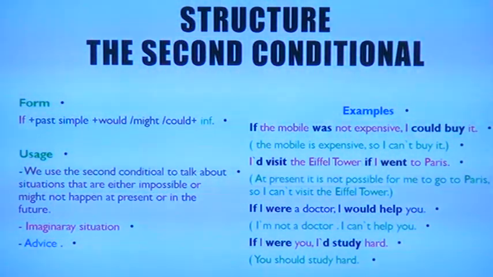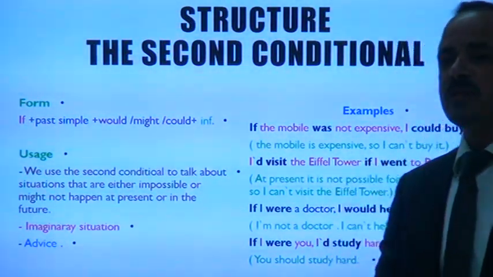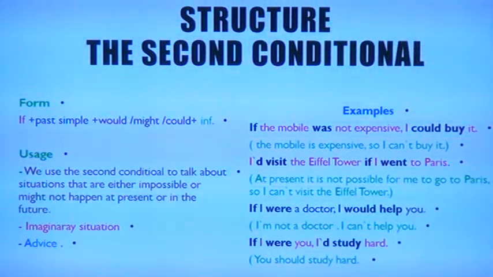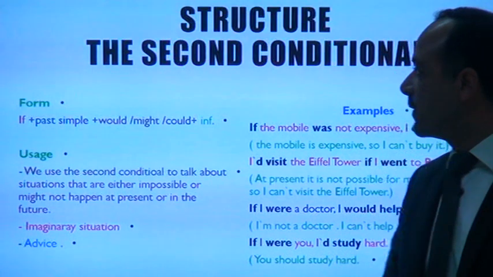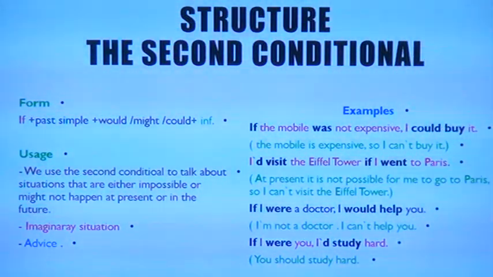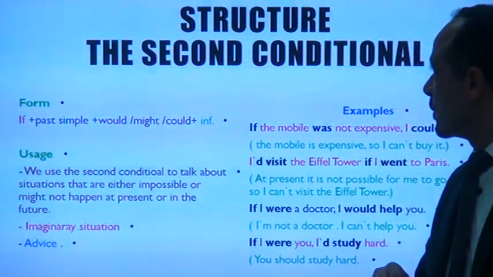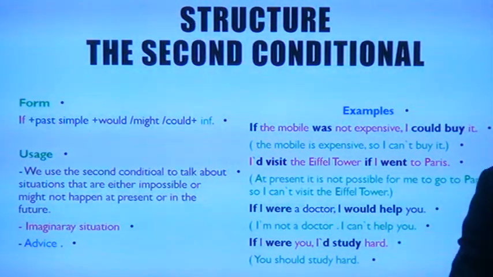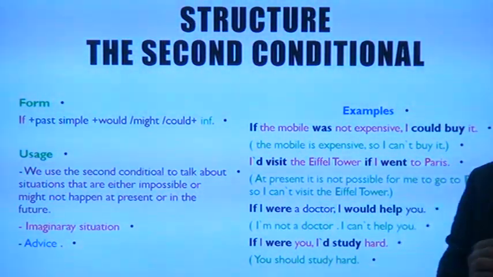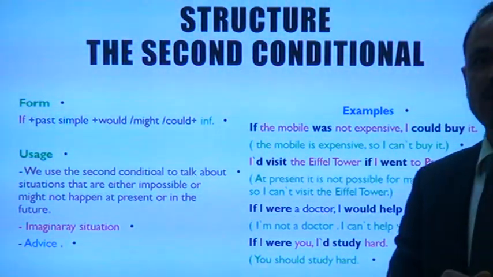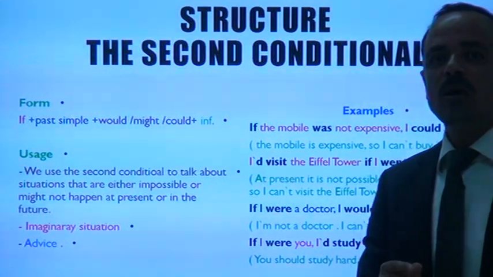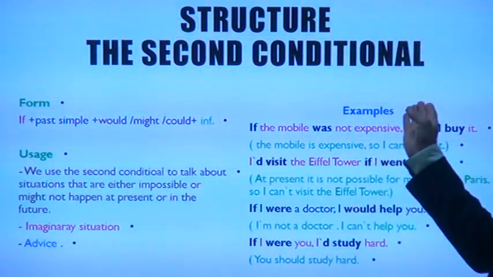Let's move to structure. Our grammatical point here in Unit 15 is based on the second conditional. The second conditional. We have seen the zero and the first conditional. The zero conditional is used to express facts: if plus present simple, present simple. The first conditional expresses possibility in the future: if plus present simple, will plus infinitive. Now we are discussing the second conditional.